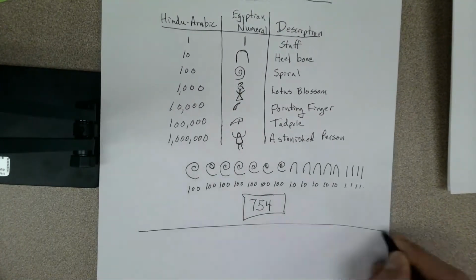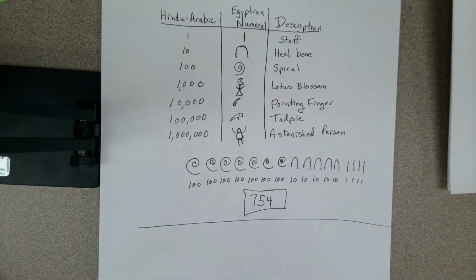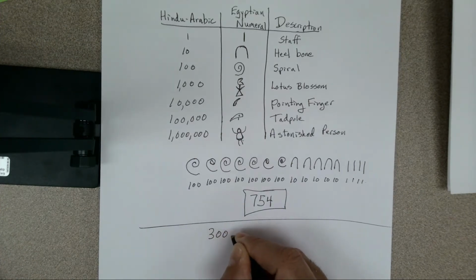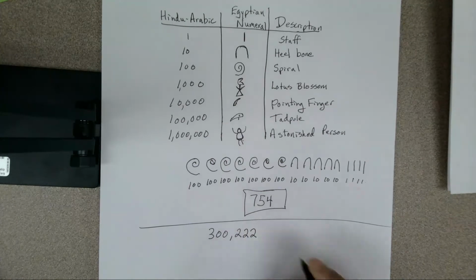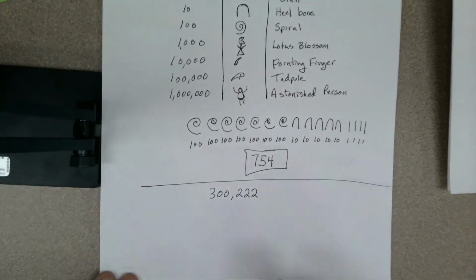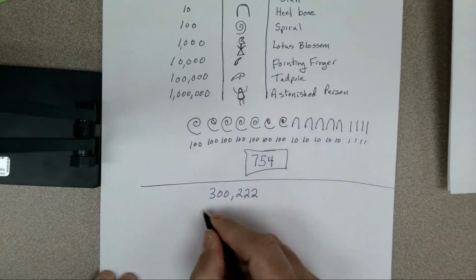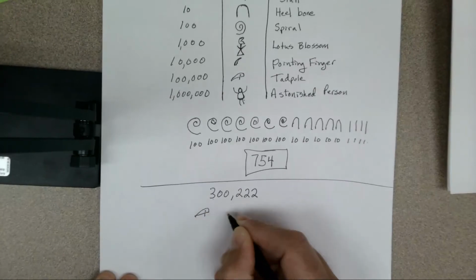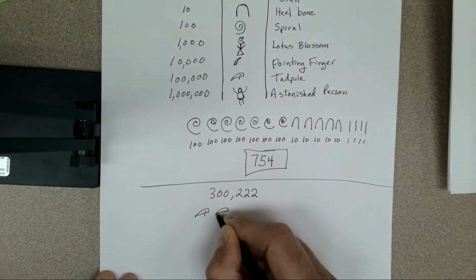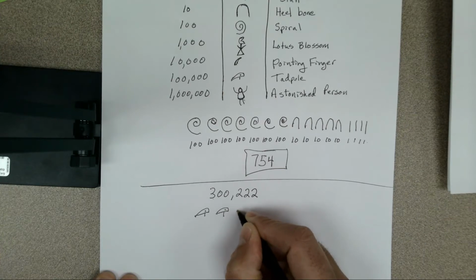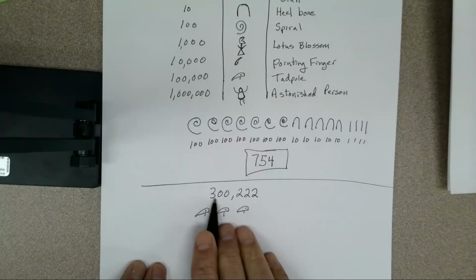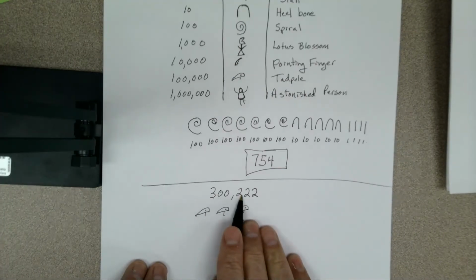Now we can go the other way. Let's say I wanted you to write 300,222 as an Egyptian number. Well, we know 100,000 is the tadpole, and there's 3 of them there. So we do 1 tadpole, 2 tadpoles, 3 tadpoles. So that's 300,000, and then the next thing on here is 200.